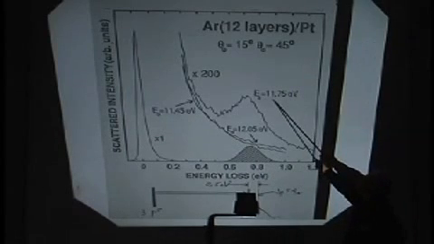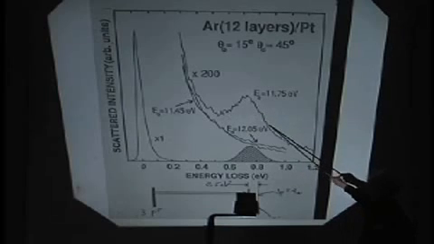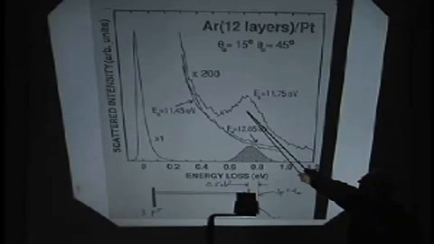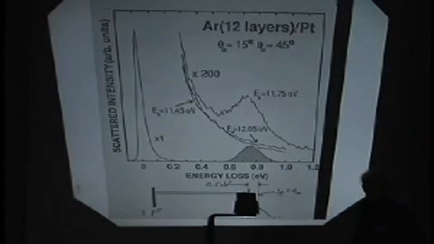At 11.75 eV, you see a peak appearing here, which is due to the extra energy supplied to the lattice due to the formation of an argon minus state. And this is the theory of Mills from the calculation.